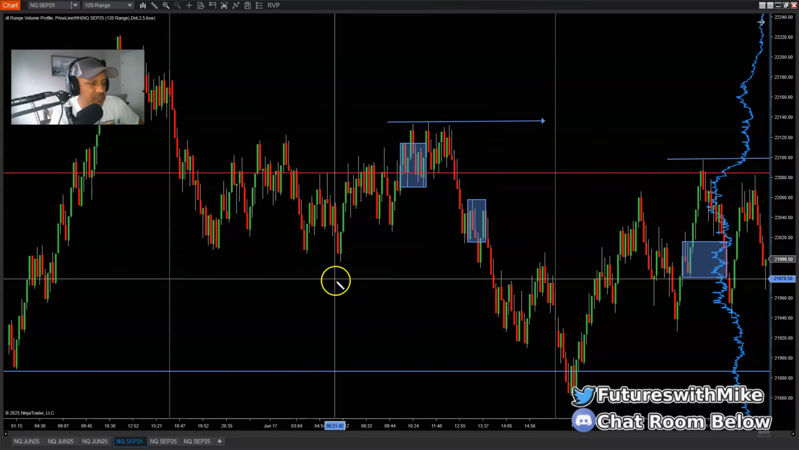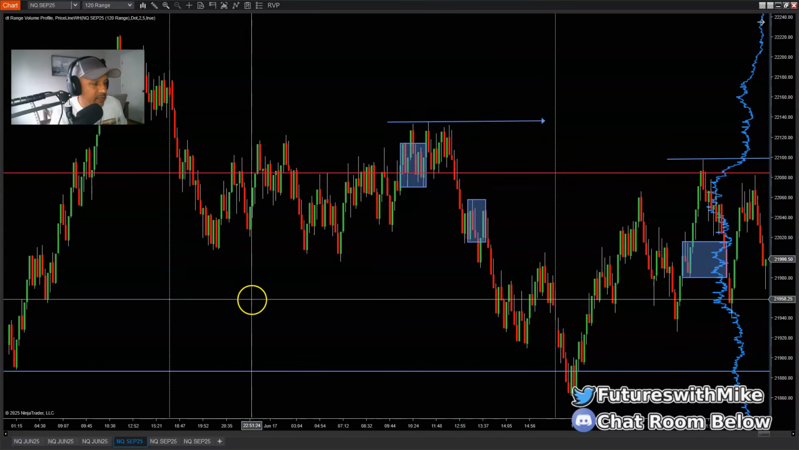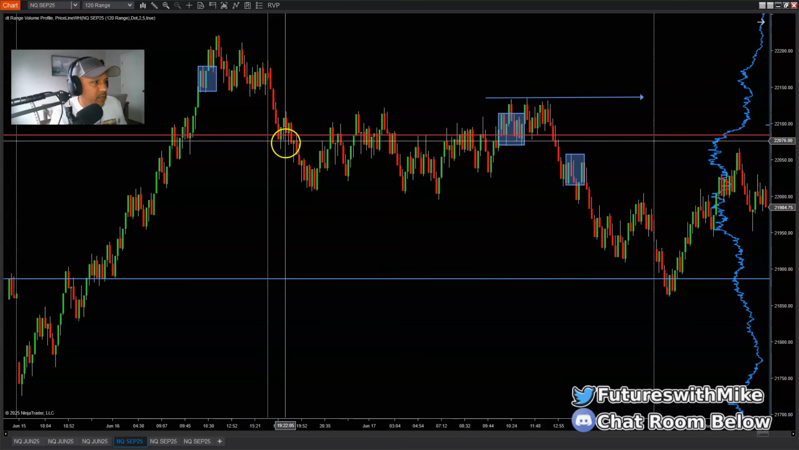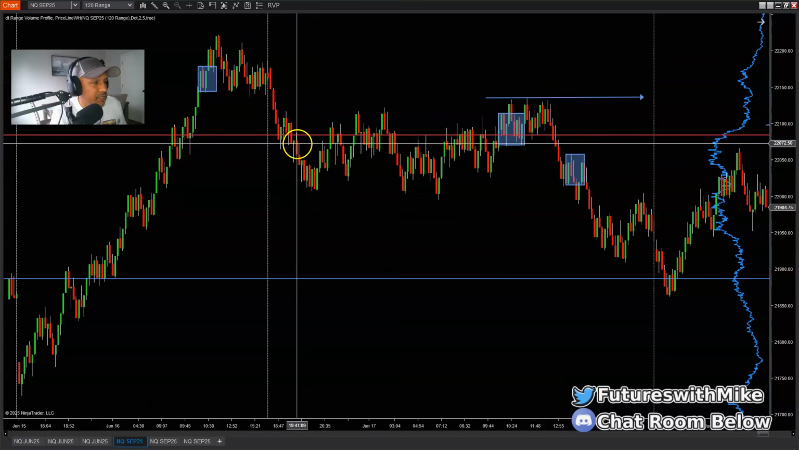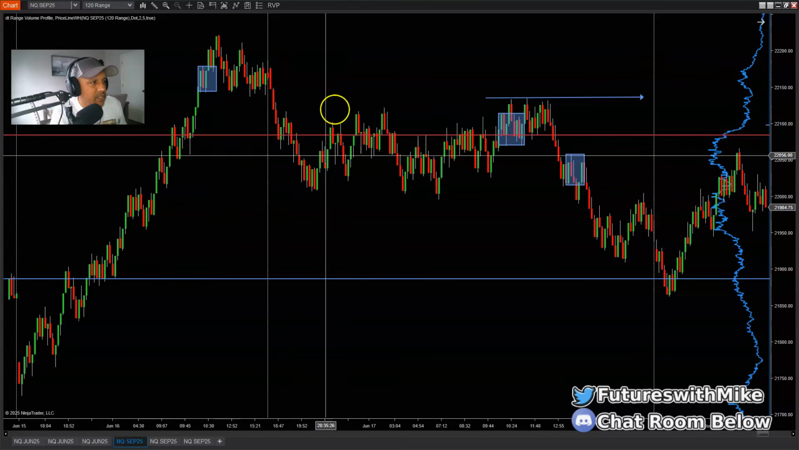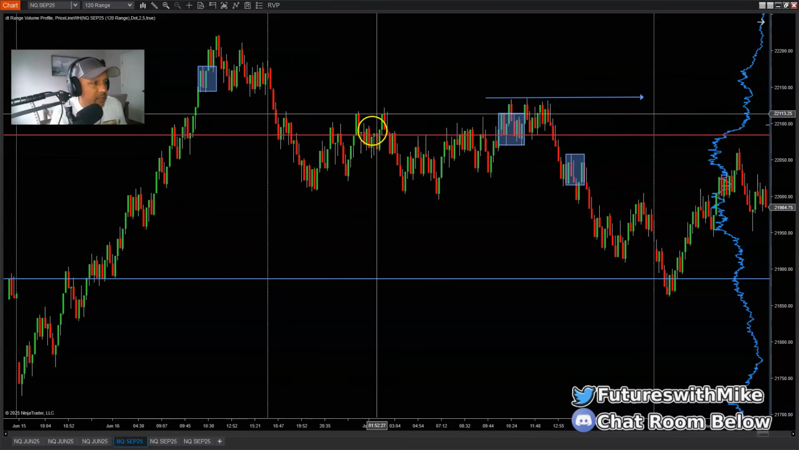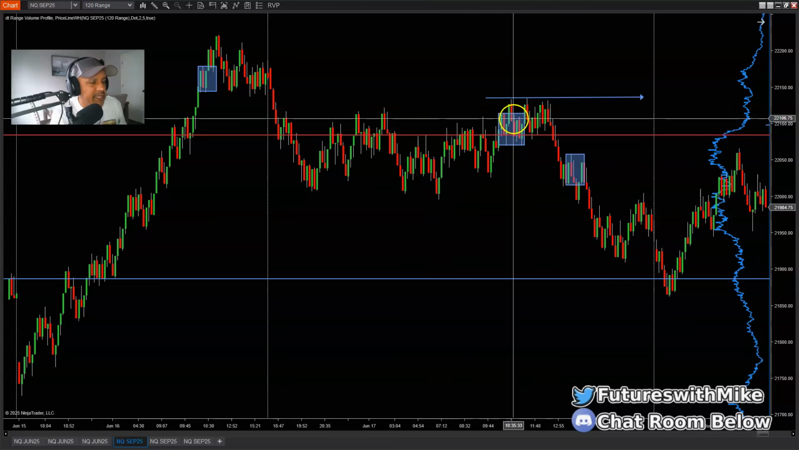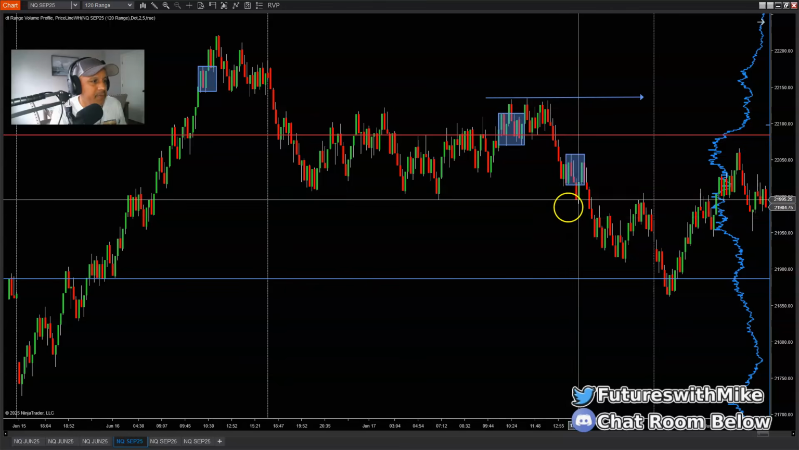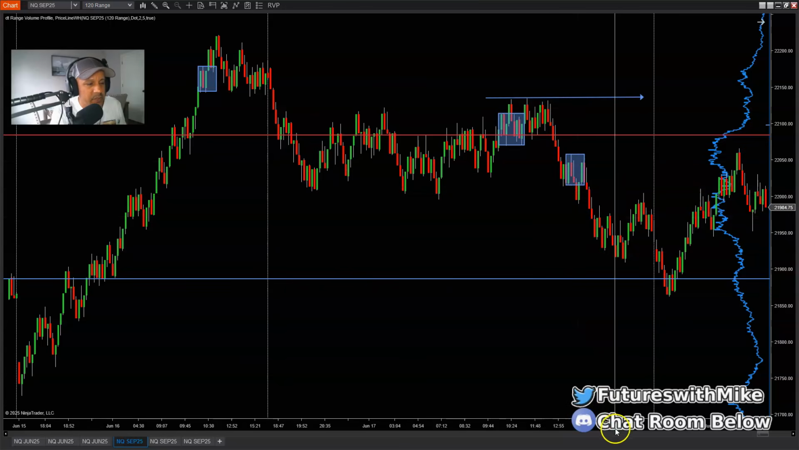But we're breaking structure here to the downside, because if I look to the left-hand side, you can see we're making lower lows, lower highs, lower lows, lower highs, lower lows. We're breaking structure here. So we're taking out structure here to the right, but also structure to the left. So we're definitely bearish to the downside. Lower lows, lower highs, breaking more, decent retracement, and then breaking more structure to the downside, okay? So that's how I draw up my actual supply zones.